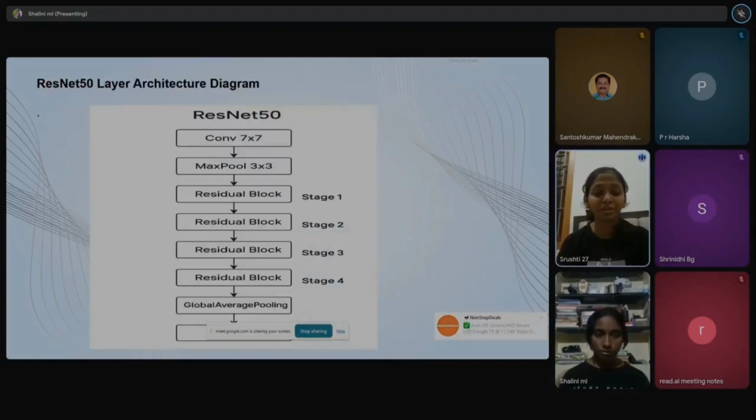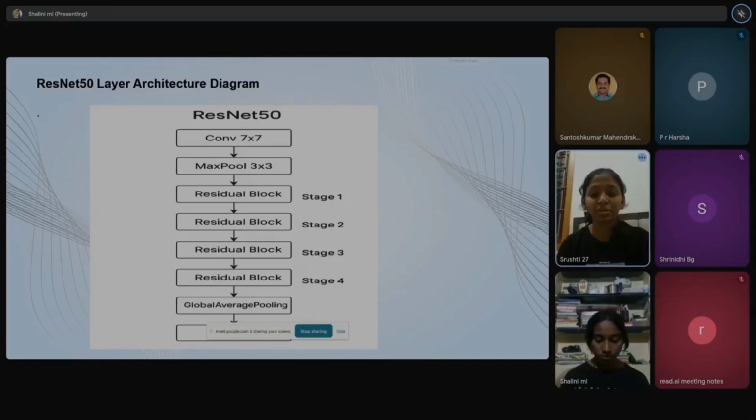ResNet50 layer architecture, the ResNet50 architecture diagram. In the ResNet50 flowchart, we have a 7x7 convolution, a 3x3 max pool, and the residual blocks. There are four stages of residual blocks, which are the main part of ResNet50, followed by global average pooling and a dense layer. ResNet50 is a deep convolutional neural network with 50 layers, famous for introducing residual learning.